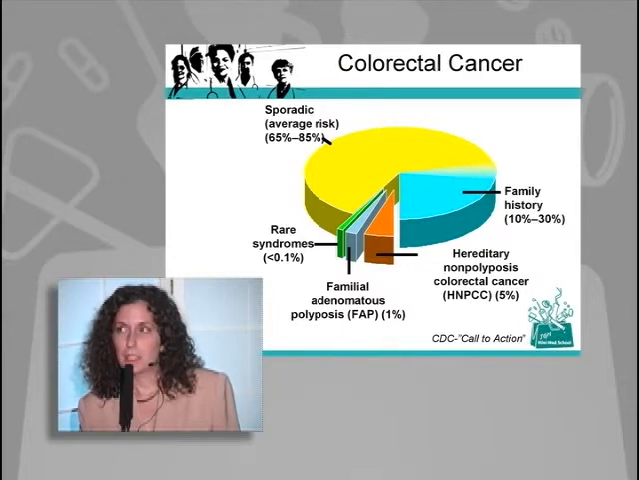A lot of people think that most colorectal cancers are inherited. In fact, only about 10 to 30% of the cancers are inherited, and about 6% form these inherited syndromes that we talk about, like HNPCC and FAP. But most cancers just occur due to sporadic mutations, about 65 to 85% of them.